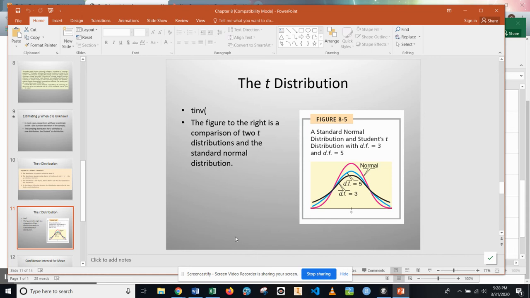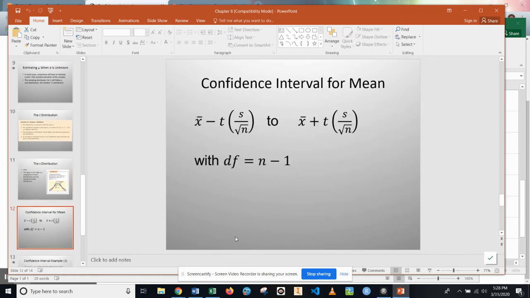For t distributions, the only function that we have to be able to run is the t inverse. And we'll jump in here in a minute and we'll do the t inverse when we do our first confidence interval using the t distribution. The nice thing about the confidence interval part is it's not any different. The only thing that you are changing is, instead of a z-score, you're going to use a t-score. So we'll do a t inverse to get that.